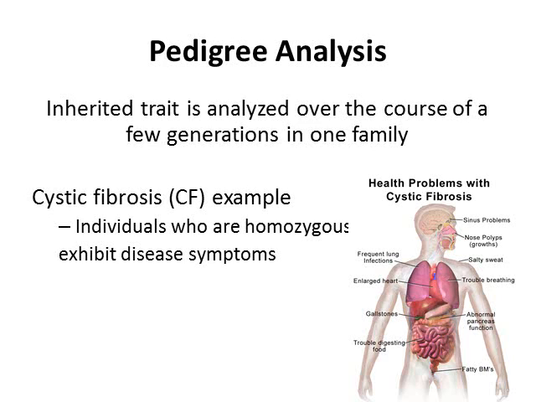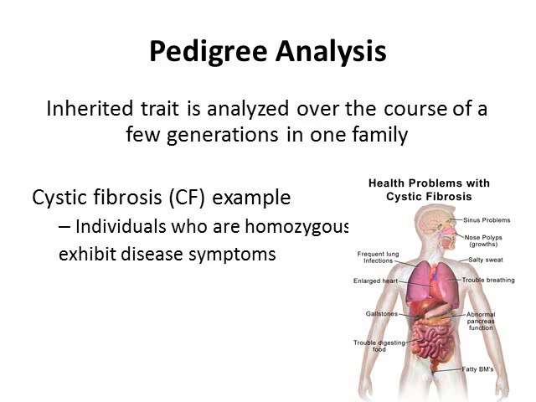So pedigree analysis, this is when you can look at an inherited trait and you can analyze it over the course of a few generations in one family. So this is really useful if you have a genetic disease that runs in the family, or if you're looking at the pedigrees of different animals and you want to see what's in their lineage or in their pedigree. So this is very useful in human genetics and also for agricultural purposes. We're going to be looking at humans.